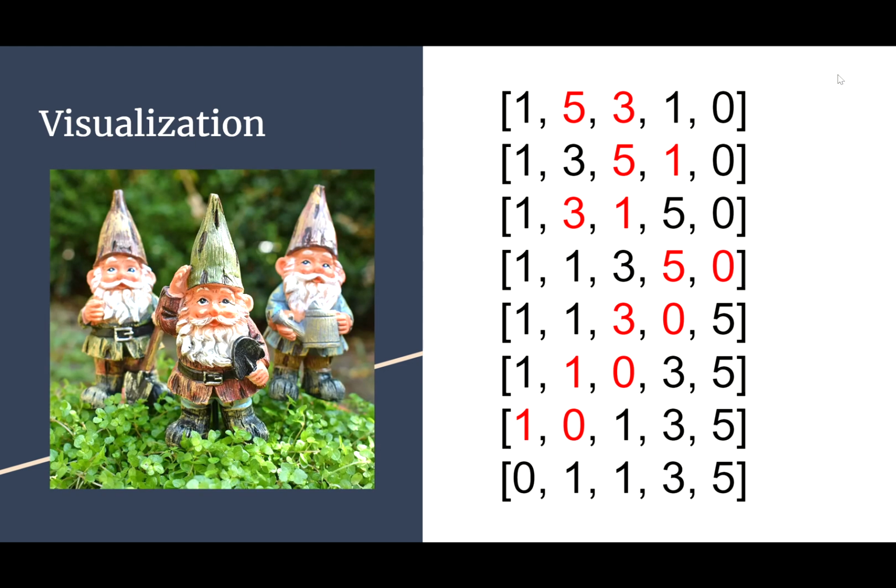Here is a visualization. As we can see, at first the list is 1, 5, 3, 1, 0. And we start from the beginning and we find 3 to be smaller than 5, so we swap it. And then we have 1, 3, 5, 1, 0. From here we see 1 is smaller than 5, so we swap the 1 and the 5. And then the 1 is smaller than the 3, so we swap the 1 and the 3. Now we have the list at 1, 1, 3, 5, 0. And as we can see, 0 is smaller than 5, so we swap the 0 and the 5, and we keep swapping the 0 until it is moved to the beginning of the list. And then we have a sorted list using the Gnome Sort algorithm.